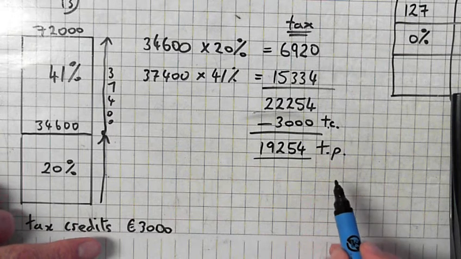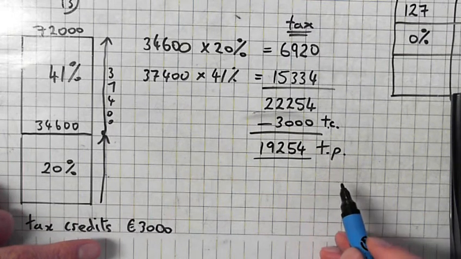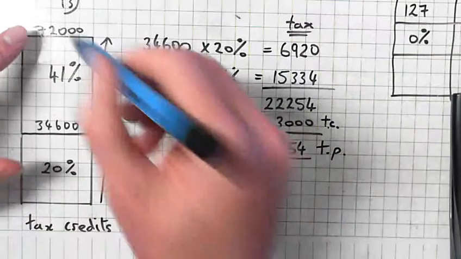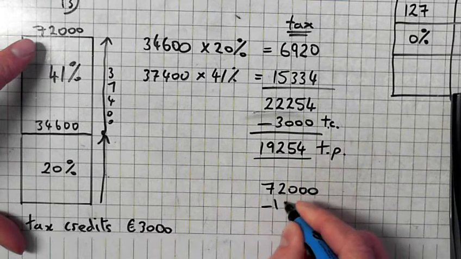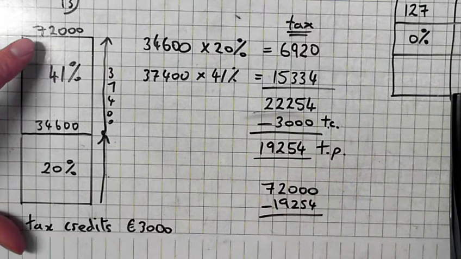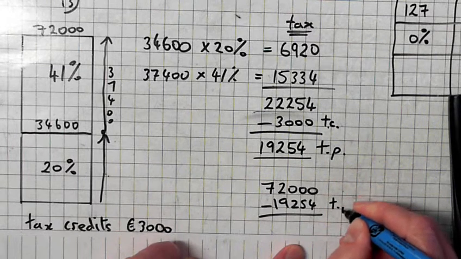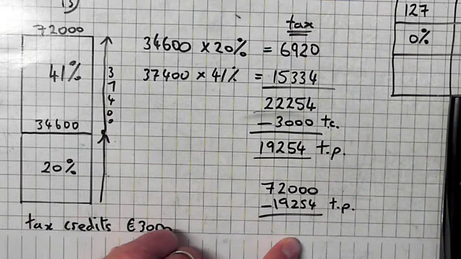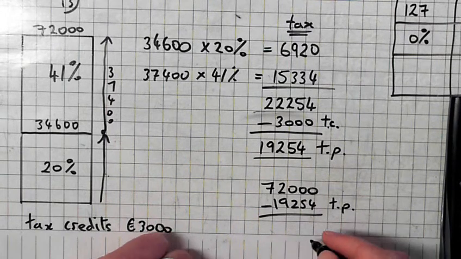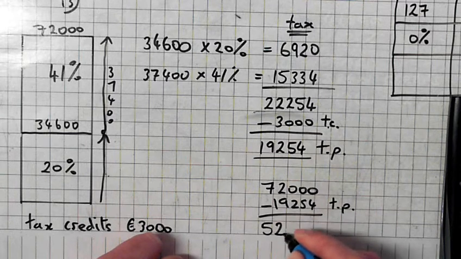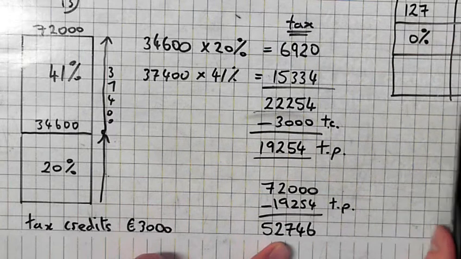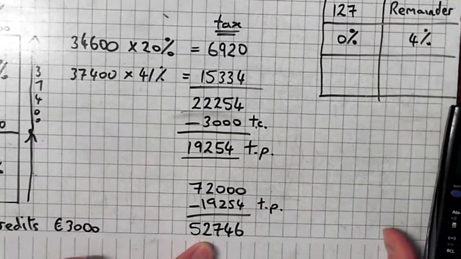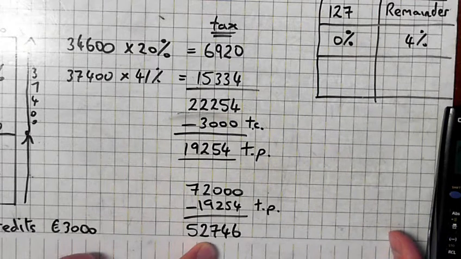Alright, so what do you do with your tax payable now? We can minus it from the 72,000. That's not the only thing we're going to minus. We have to minus PRSI in a little while. 52,746. Okay, so that's how much money I earned so far, but I haven't done my PRSI calculations yet. I have to take away PRSI as well. Is that okay so far?